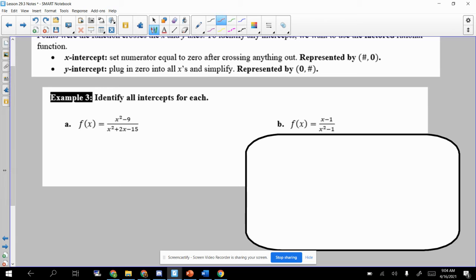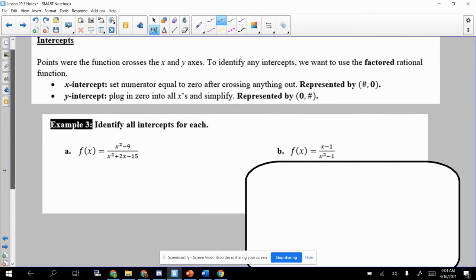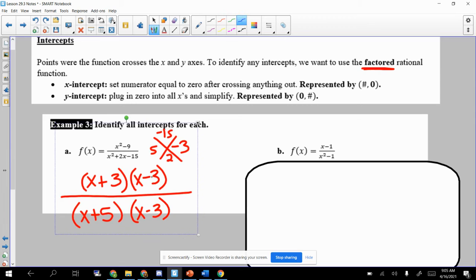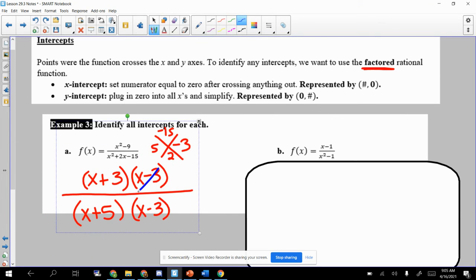Okay, so let's go ahead and try this first one. Again, we want it in that factored form. So I'm going to go ahead and factor the numerator, should be x plus 3, x minus 3, because it's a difference of two squares. The denominator, you've got negative 15 and 2, so that's going to be 5 and negative 3. So let's write that as x plus 5, x minus 3. Again, we would cancel these. That would be where your hole is at 3.